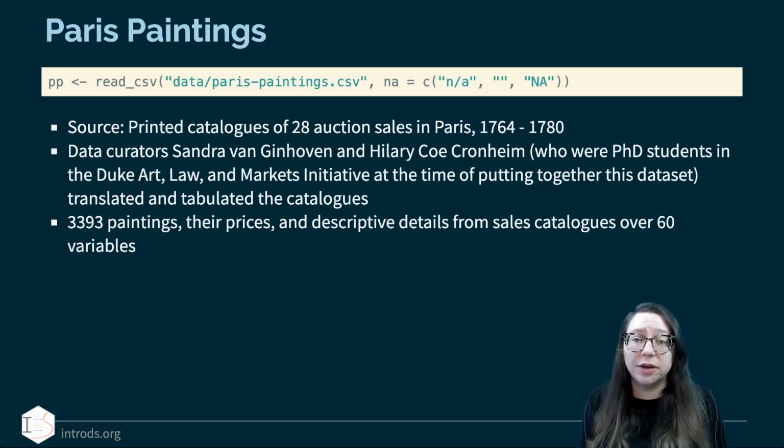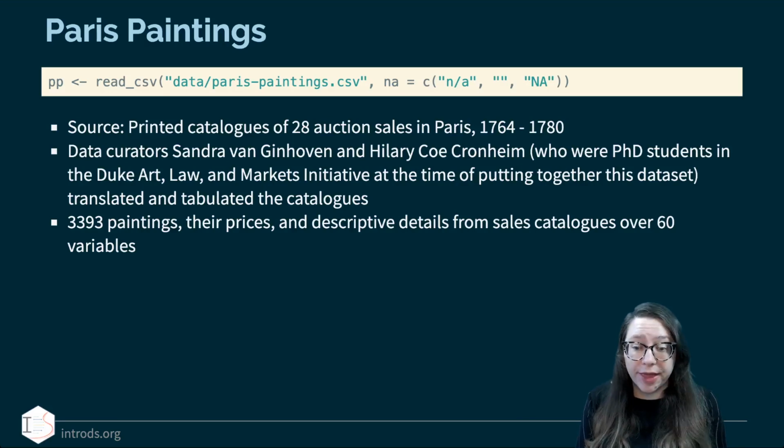So the data is stored in a CSV file called Paris Paintings, and we're going to read that in with the read_csv function, and I'm just going to name it pp for Paris Paintings, and that's what we're going to be referring to for the remainder of the slides.